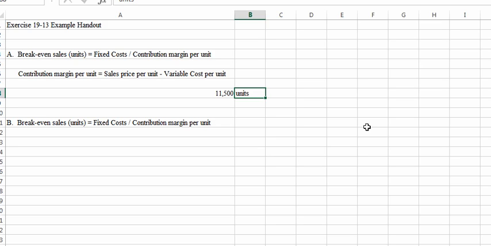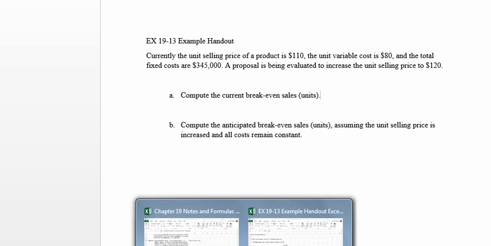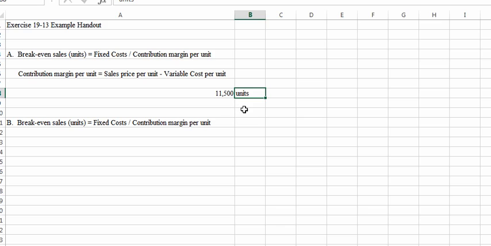The amount of profit at 11,501 units would be the 110 minus the 80. That's $30. So once we have sold 11,501 units, we now have a $30 profit.